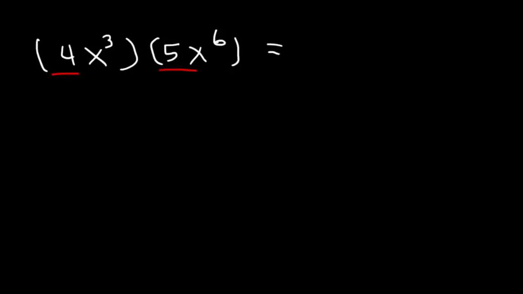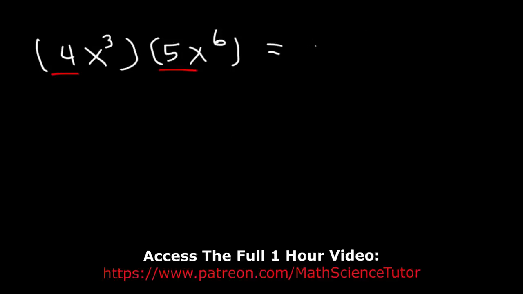So let's say if you want to multiply 4x cubed by 5x to the 6. Let's multiply 4 times 5. 4 times 5 is 20. And then we need to multiply x cubed times x to the 6, which we need to add 3 and 6, that's 9. So it's 20x to the 9th.